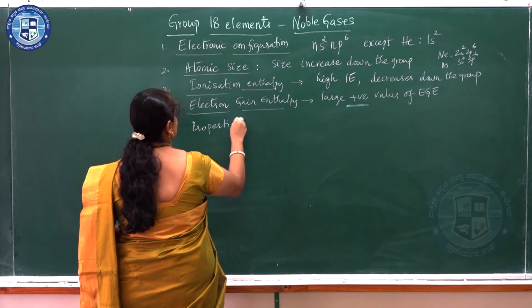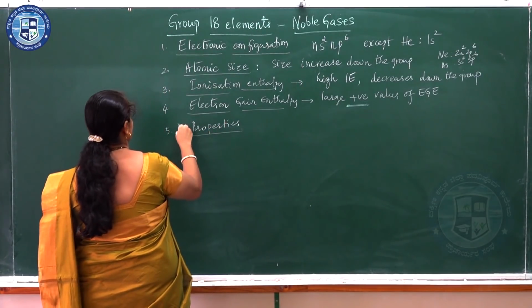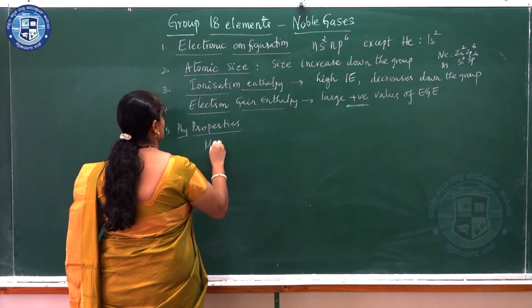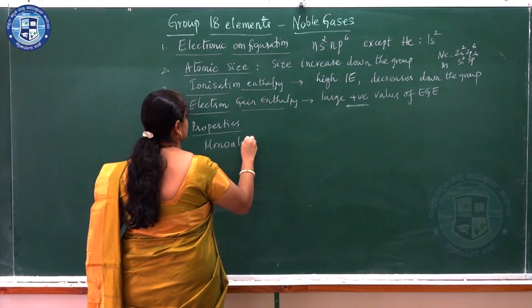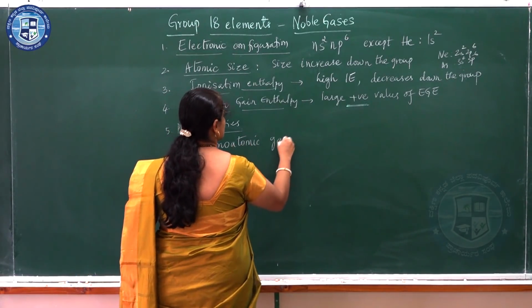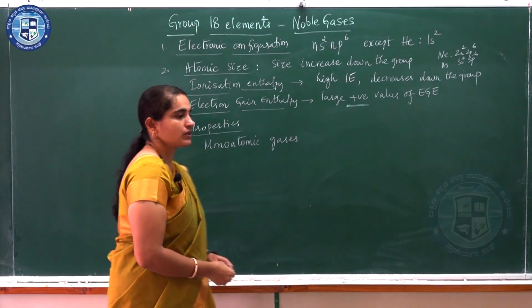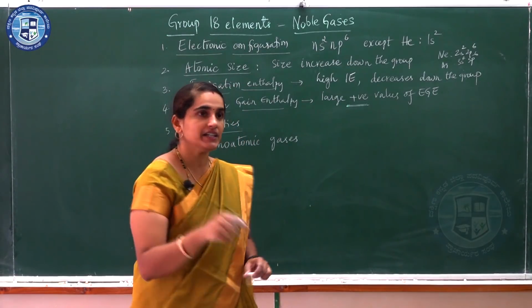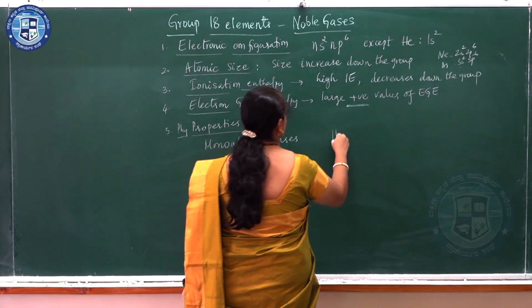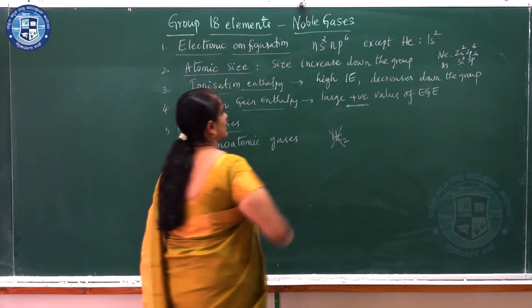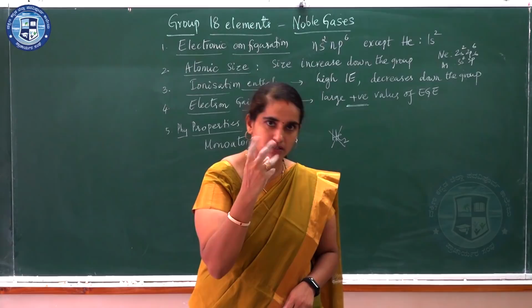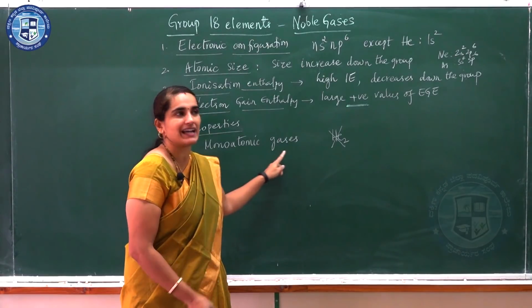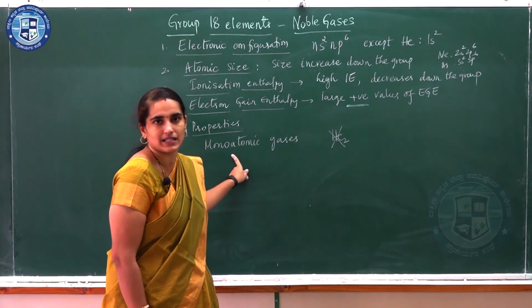Rest, that is usually physical properties. I will write here physical. If you just see physical properties, students, they all are monoatomic gases. This you already know. Somewhere last year, while saying something on bond order, He2 does not exist, remember? The He2 molecule does not exist. Why? Because there is no bond between two helium atoms. So they exist as monoatomic gases only. They are not seen as diatomic gases.